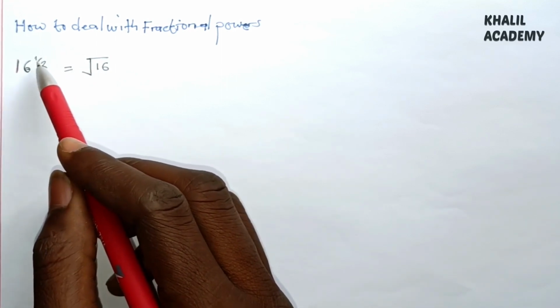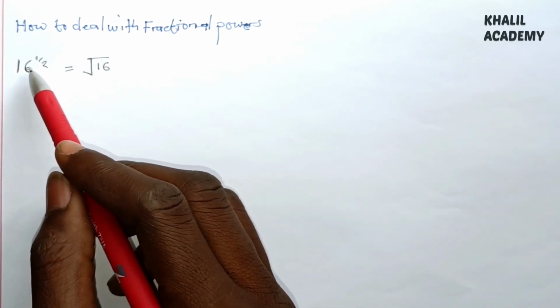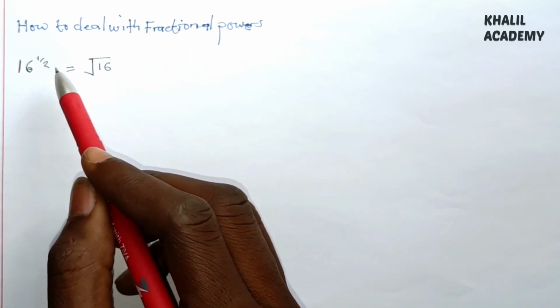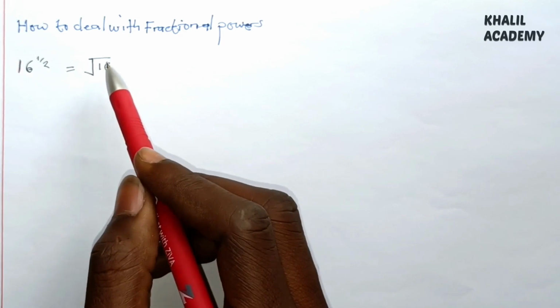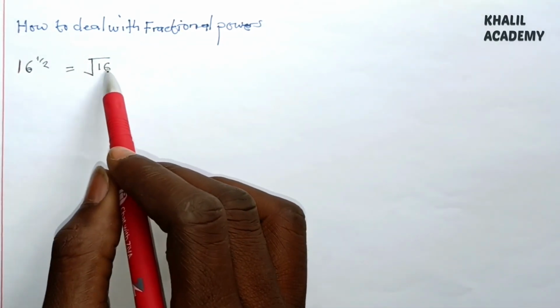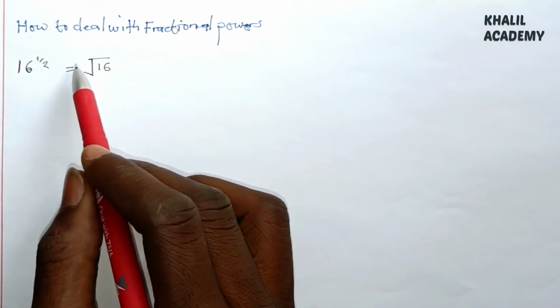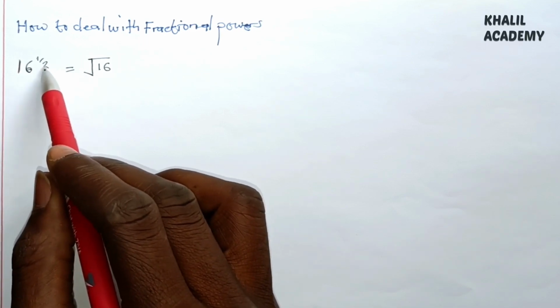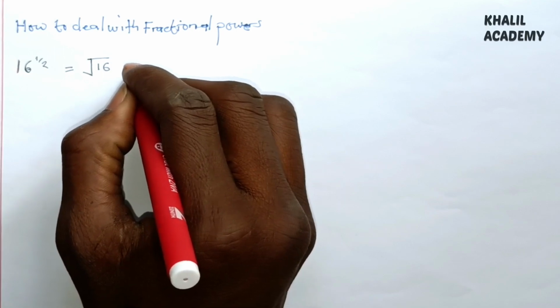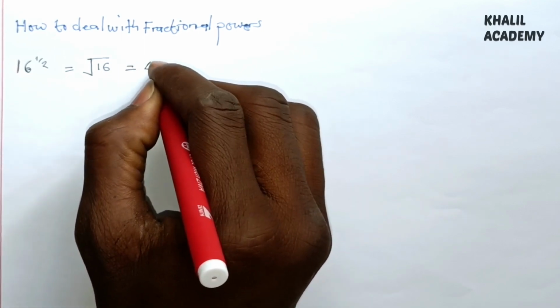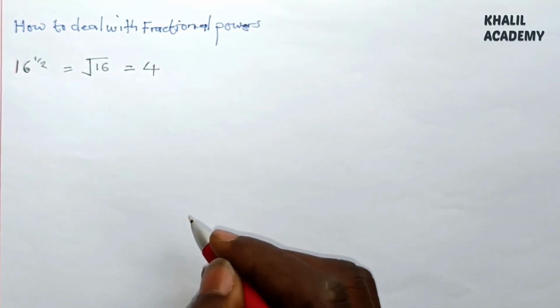As we said, from the laws of indices, if a number carries a fraction as a power, the numerator is the power and the denominator is the root. So in this case, 16 raised to the power of 1 is still 16, then the root is the square root. So the square root of 16 is equal to 4.